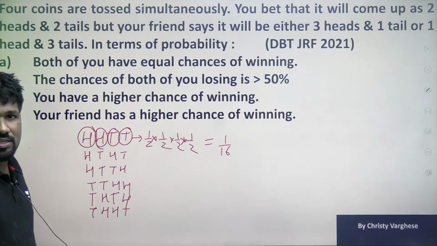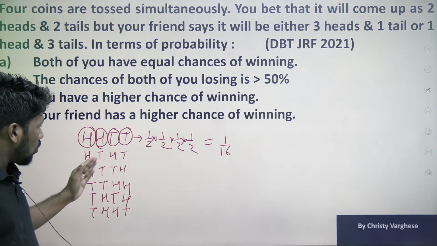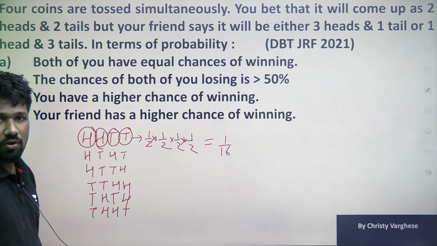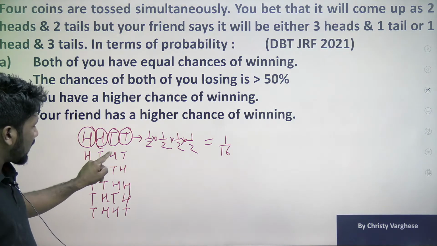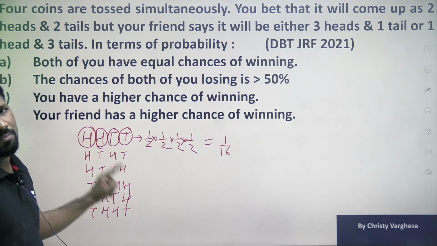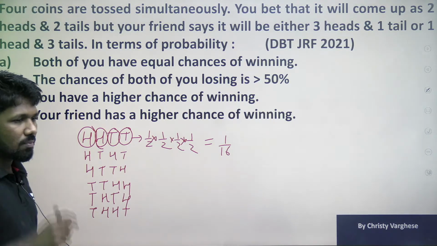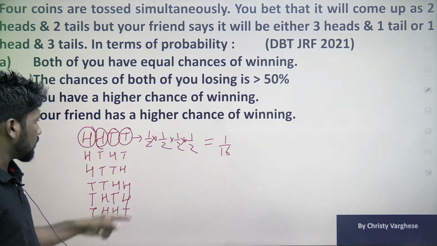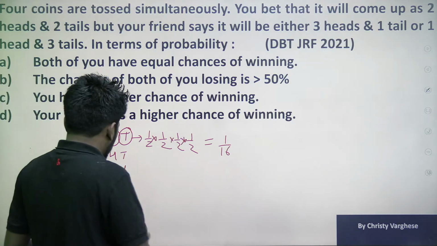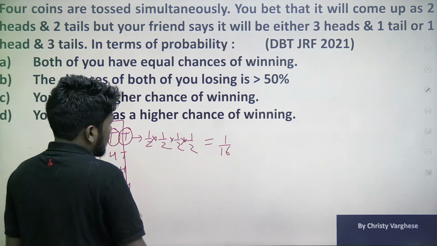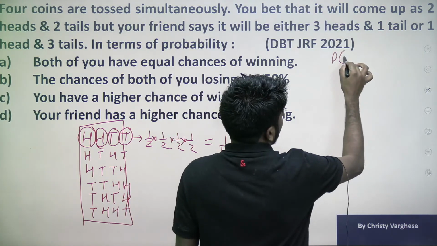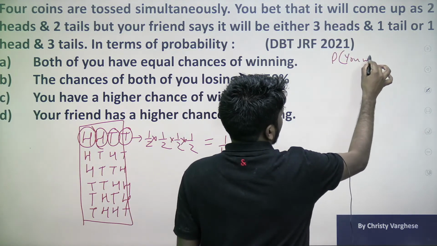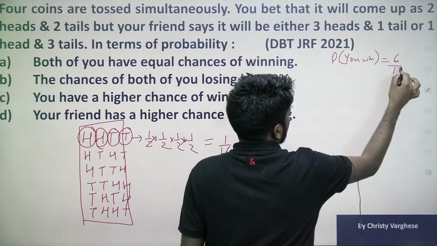Similarly, there are 6 cases. The 5 other cases, all of them will be 1 by 16 itself, because all of them are head or tail. Head probability 1 by 2, tail probability 1 by 2, 1 by 2 into 1 by 2 into 1 by 2 into 1 by 2 itself. So all are 1 by 16. So 6 cases are there. So 6 by 16 will be the probability of you winning this bet.